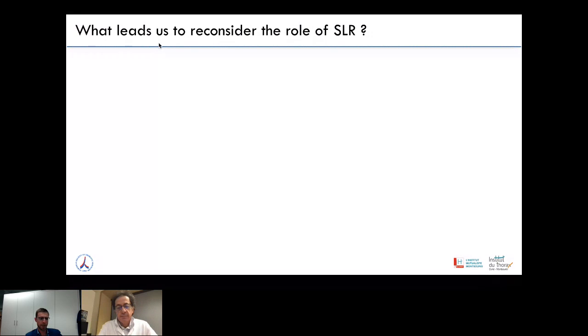Okay, yeah, perfect. So you have seen that in multicentric studies, lobectomy is still considered as the gold standard. So I think as an introduction, I would like to stress what has led us to reconsider the role of sublobar resection for early stage lung carcinomas.